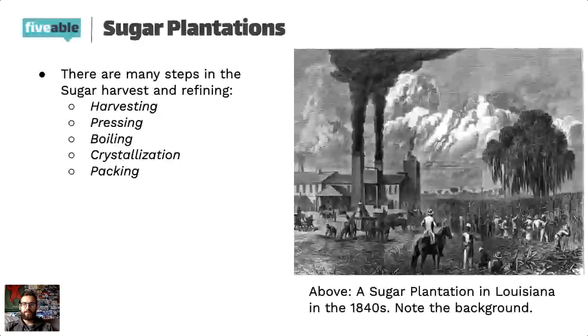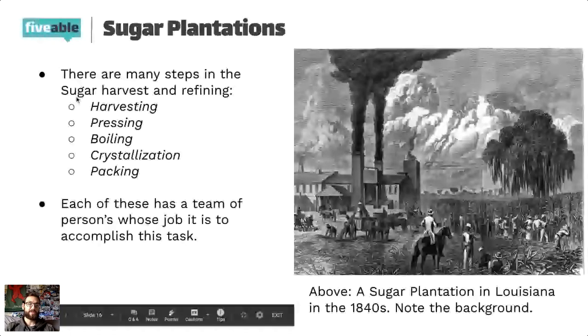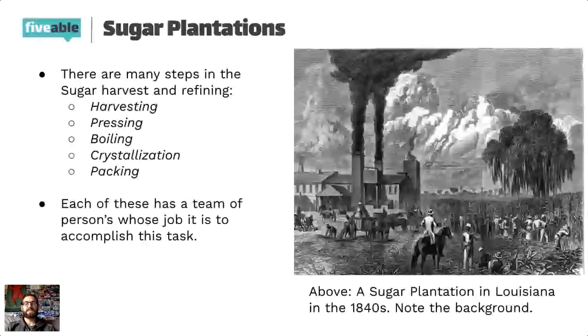Was sugarcane available at the time in the ancient world? Yes, but not much outside of India and the Middle East, South Asia and the Middle East. So each of those steps that I've just described, the harvesting, the pressing, the boiling, the crystallization, and the packing, had a team of people working on it, whose job was only to accomplish that task, right? The harvesting team, the pressing team, the boiling team, the crystallization team, the packing team.